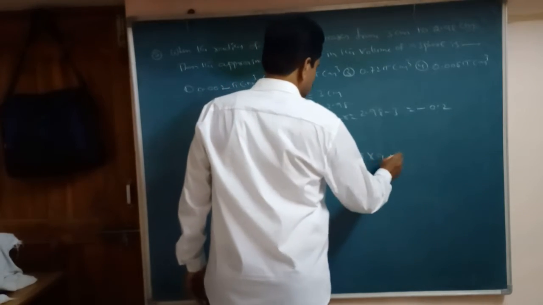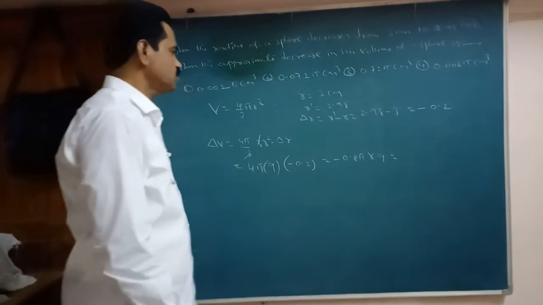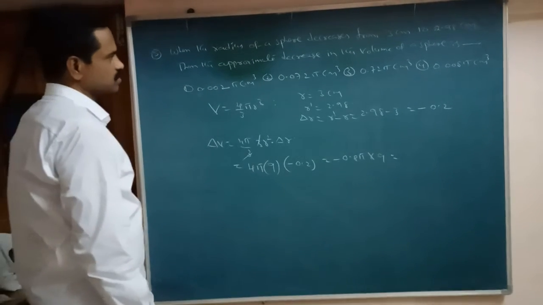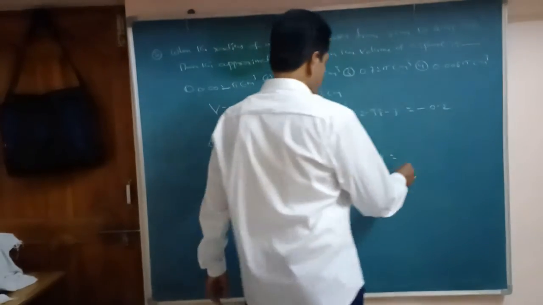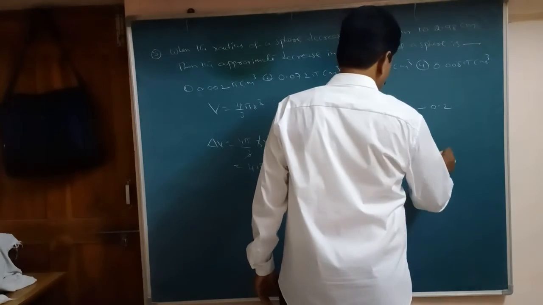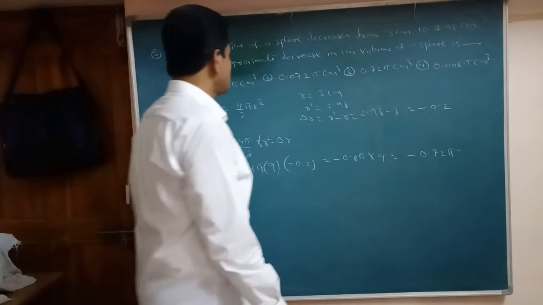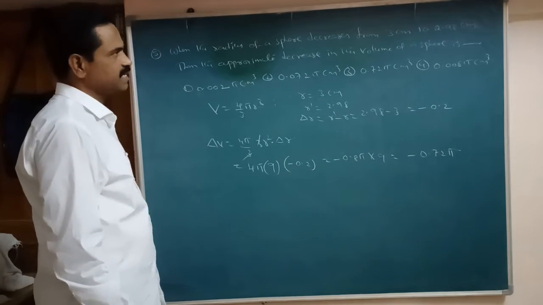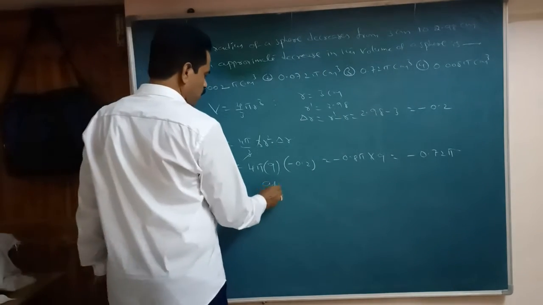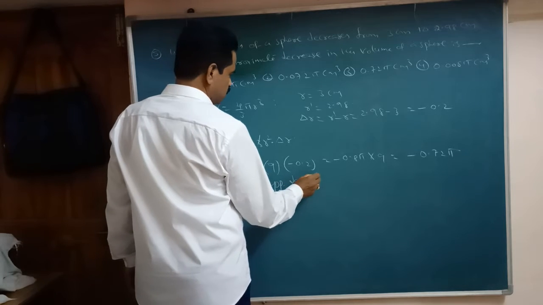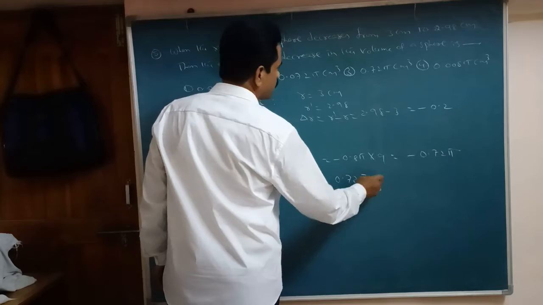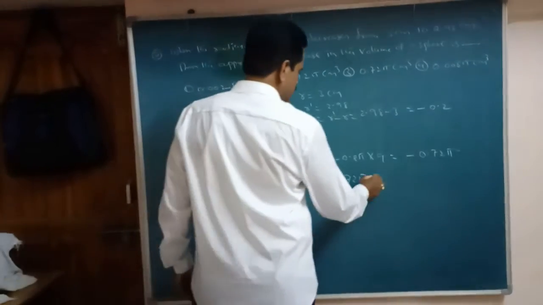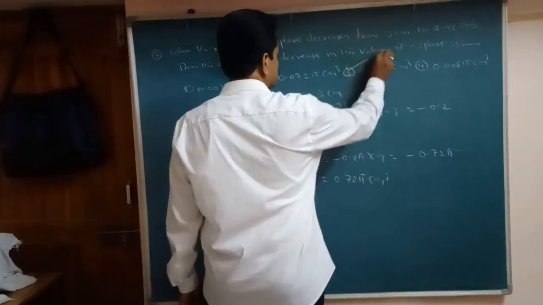0.08 into 9. That equals 9 into 0.08. That equals how much here? 0.08 into 9, that is minus 0.72 pi. So what is asked here? Approximate decrease in the volume is how much here? 0.72 pi cubic centimeters. So third option.